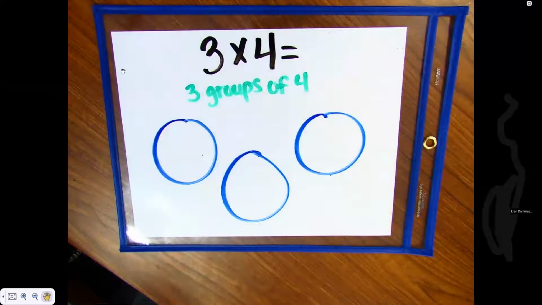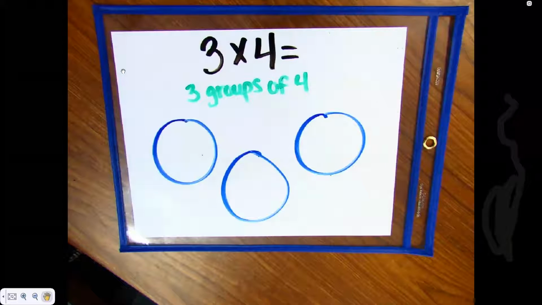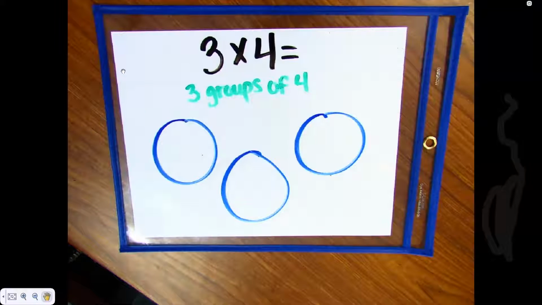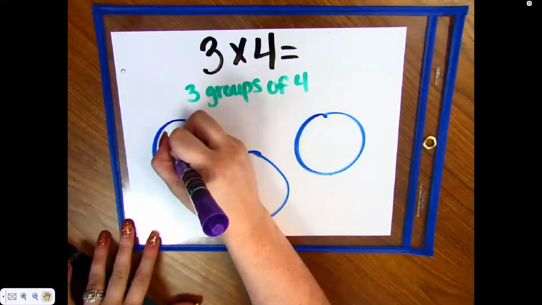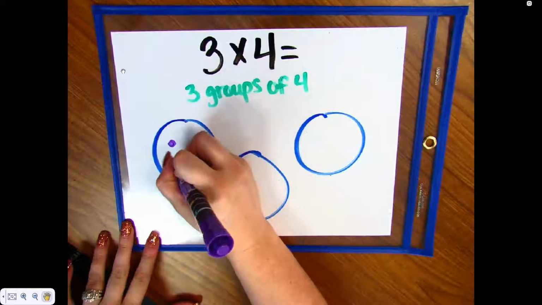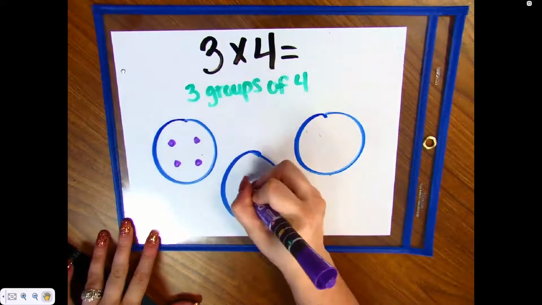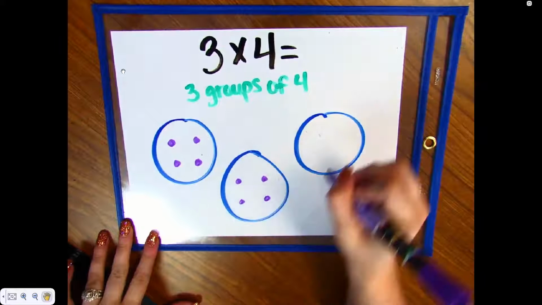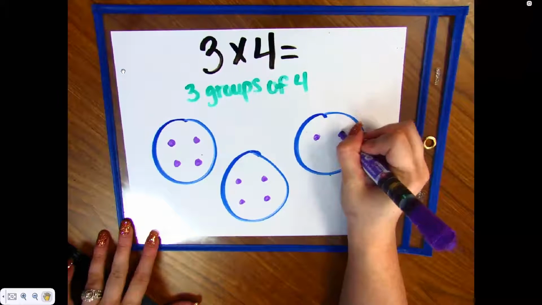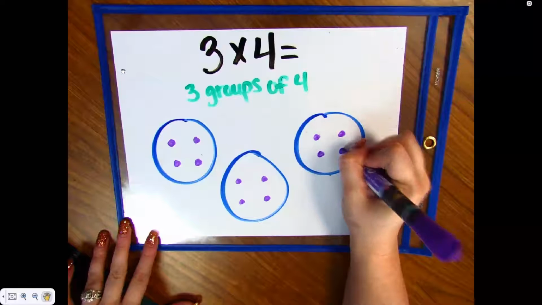And then you put the side of them. All right, how many should go in each group? How many should go in each group, Grace? 4. So I'm going to draw 1, 2, 3, 4. 1, 2, 3, 4. 1, 2, 3, 4.